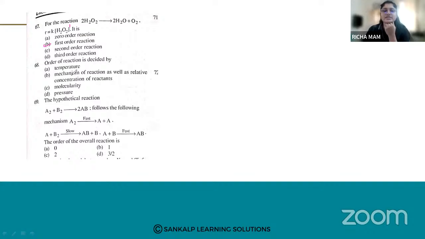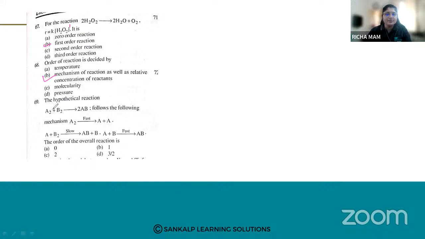68th question, order of reaction is decided by. So how is the order of reaction decided? A, temperature, B, mechanism of reaction as well as relative concentration of reactant, C, molarity, or D, pressure. It is decided by concentration of the reactants which is appearing in the slowest step. So it is B option.